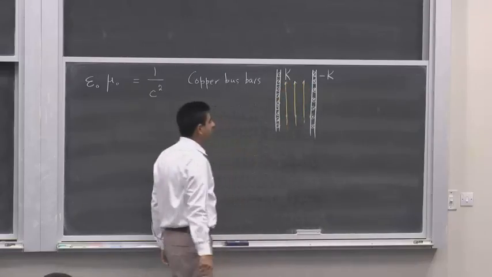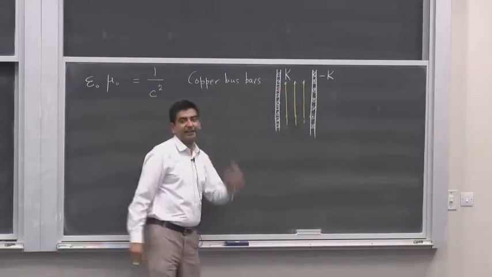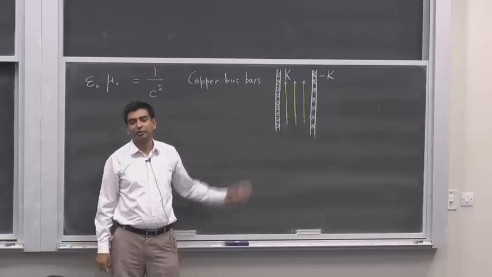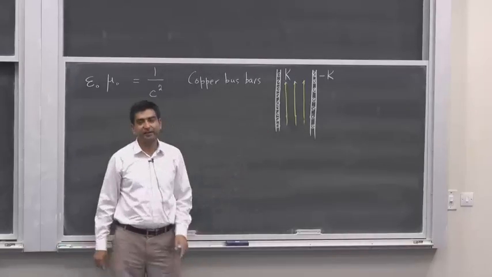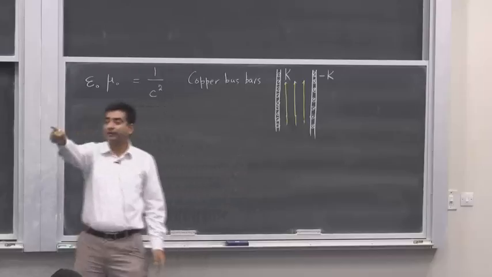Here, there will be no magnetic field. So why isn't there any magnetic field outside the copper bus bars? Why isn't there any magnetic field here? Could you give a shot at this answer?